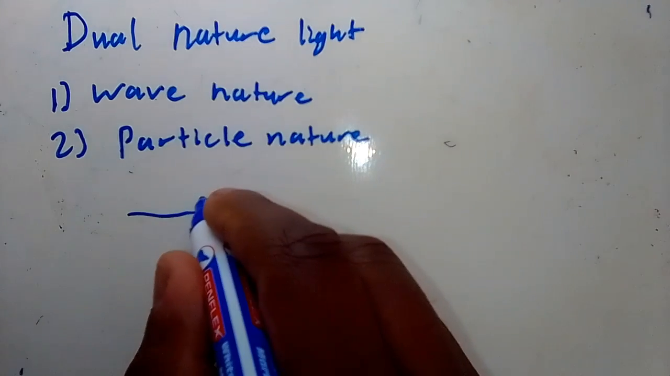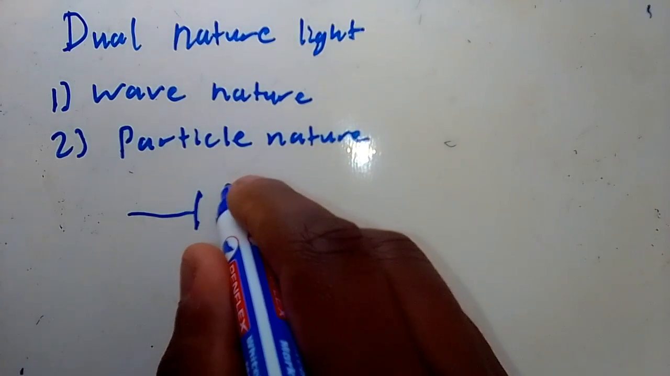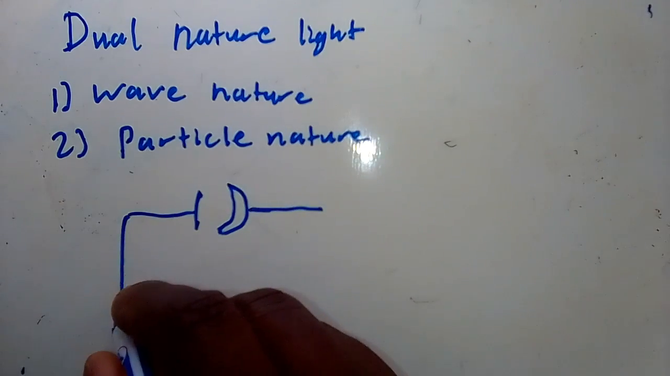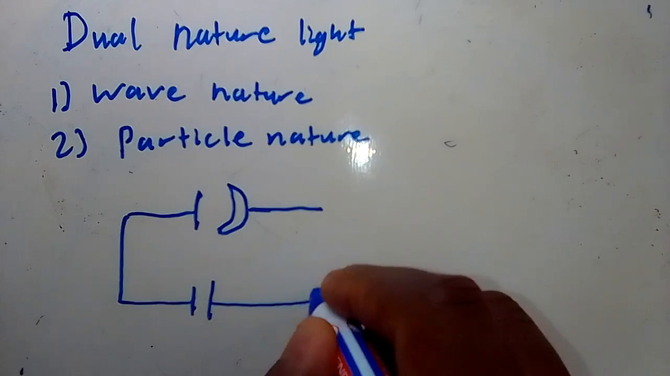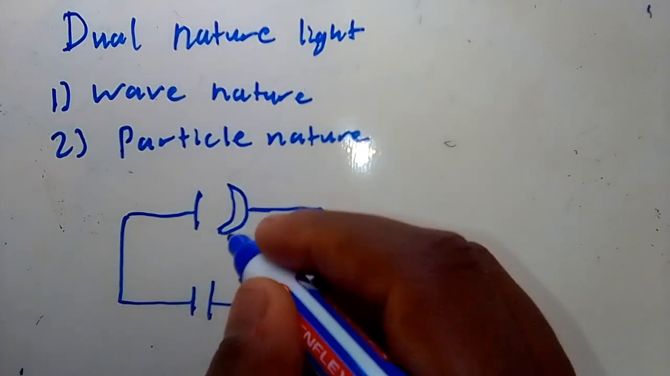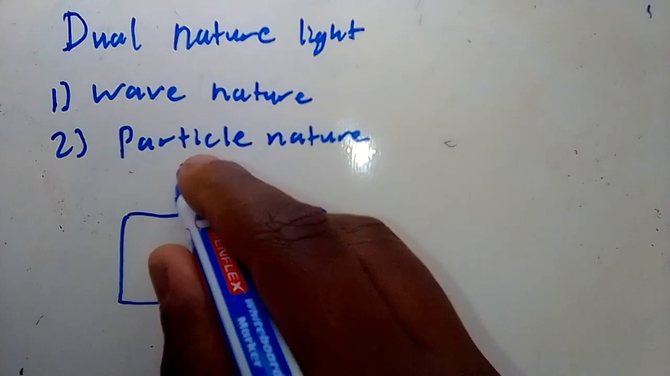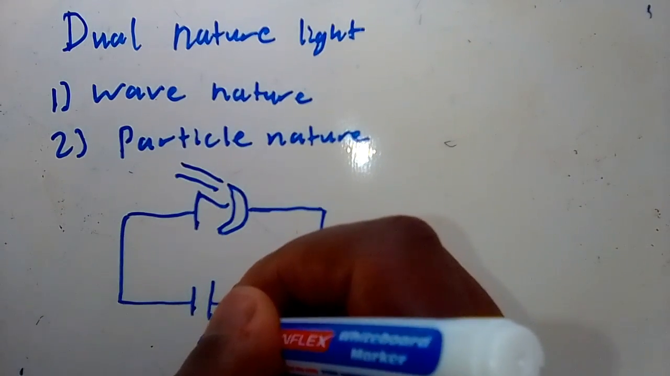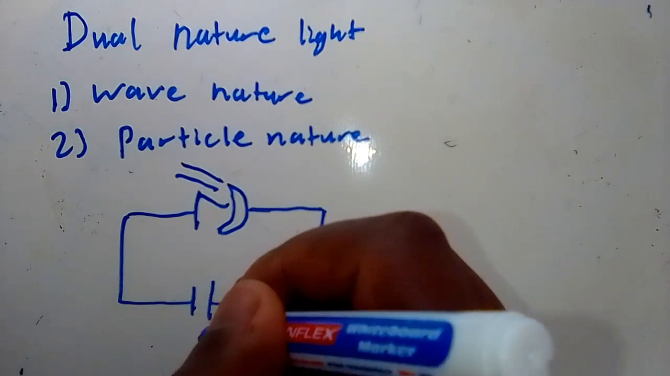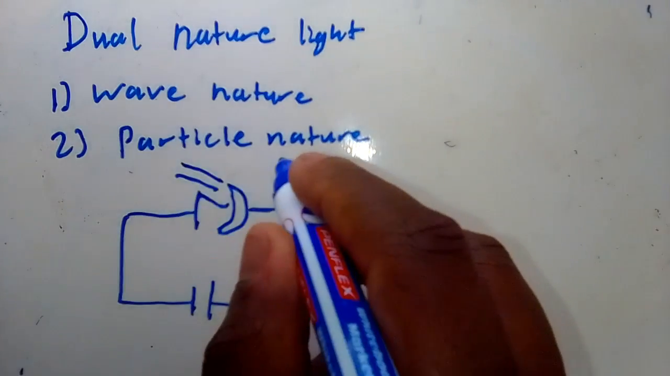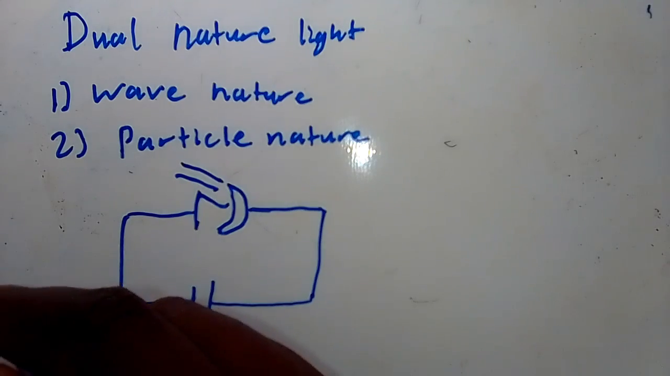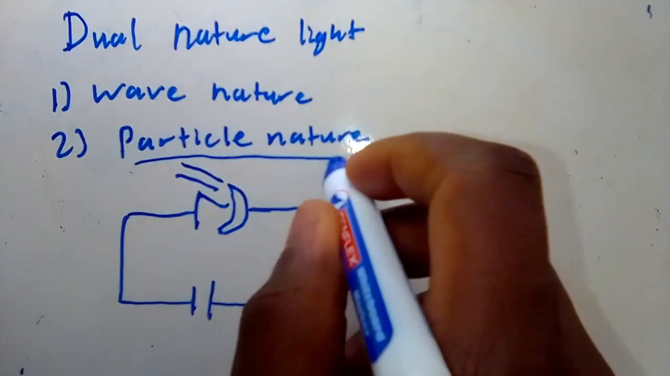So in the exam, whenever they give you a diagram, let's just say we've got a certain circuit. If they give you a circuit in this topic, and light is shown on this metal, and they ask you what nature of light is demonstrated here, you have to say it is the particle nature. I'm going to explain it in a moment, but one thing you must know is that, in general, the photoelectric effect is just about the particle nature of light.